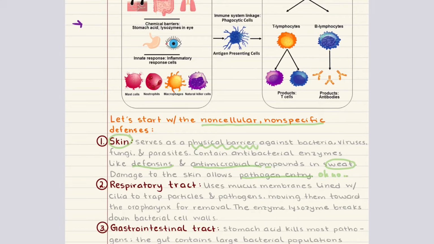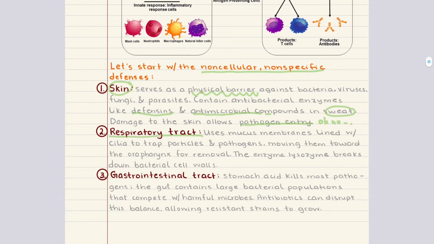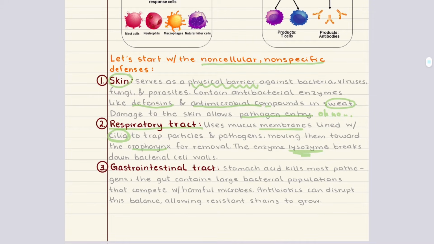The respiratory tract also plays a critical defensive role. The lining of the respiratory passages is covered in mucous membranes that are going to trap particles and pathogens. And these membranes are equipped with cilia that beat in a coordinated fashion to move the trapped material towards the oropharynx, where it can be swallowed or expelled. The respiratory tract also contains lysozyme, which is an enzyme that breaks down the peptidoglycan cell walls of bacteria, which helps to eliminate them before they can even cause infections.